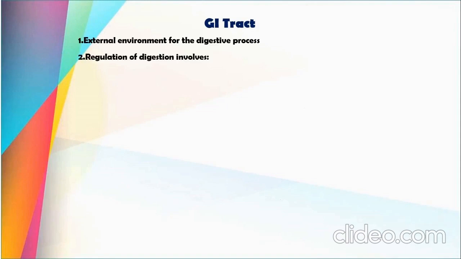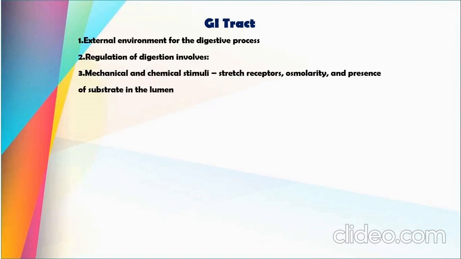Starts with the organs. Now first one is the gastrointestinal tract. It is the external environment for the digestive process. Regulation of digestion involves mechanical and chemical stimuli, in which stretch receptors, osmolarity and presence of substrate in the lumen are involved. Extrinsic control is by central nervous system centers. Intrinsic control is by the local center.